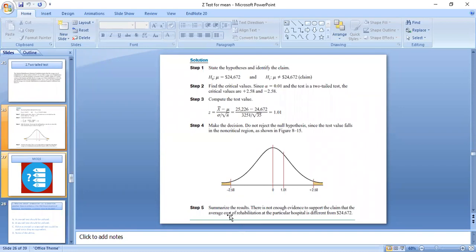The final step is to summarize the results. There is not enough evidence to support the claim that the average cost of rehabilitation at the particular hospital is different from 24,000 and some dollars.